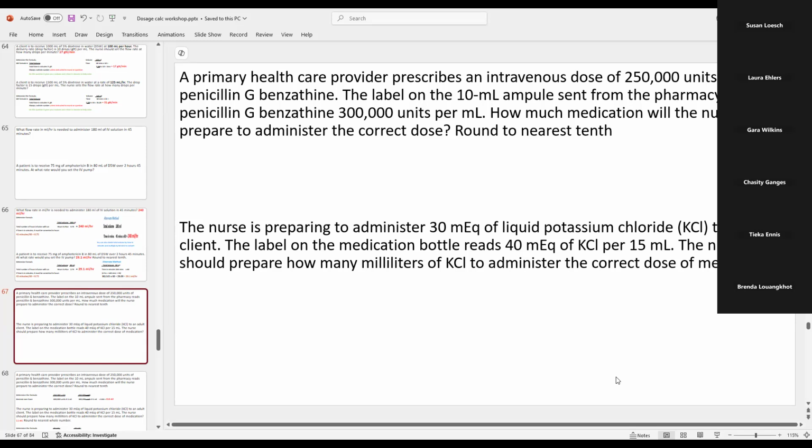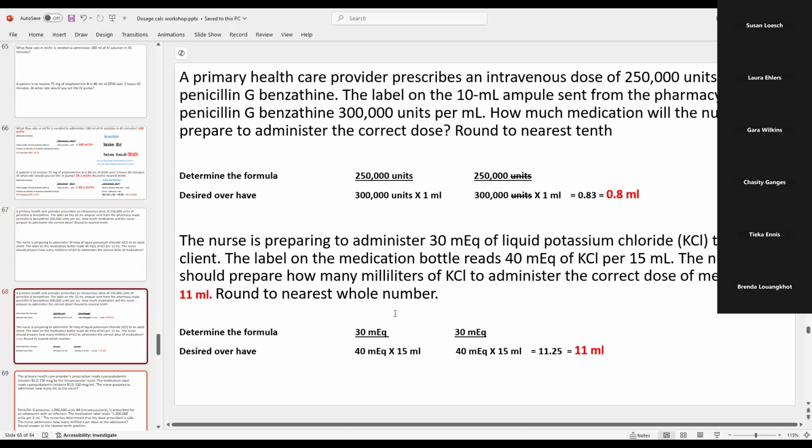Anybody still working? Okay, how'd we do? Good. Anybody have a question? I just had a question on the second one, Ms. Loesch, only because I rounded it to the nearest tenth because you didn't say whole number, but that was just me. Oh, I said it on the answer, but not on the question, right? Yes, you said it on the answer. Okay.